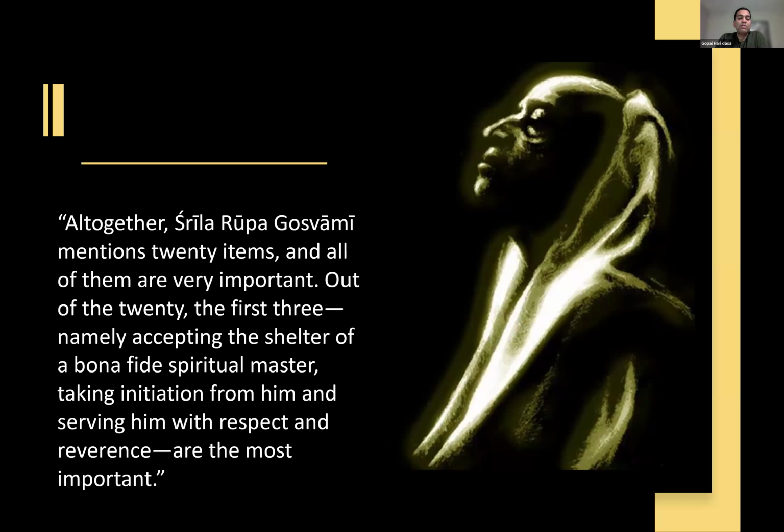Altogether, Srila Rupa Goswami mentions 20 items, and all of them are very important. Out of the 20 items, the first three, namely accepting the shelter of a bona fide spiritual master, number one, taking initiation from him, number two, and serving him with respect and reverence, are the most important. If you notice in our ISKCON society, these are the three things that we do. The same process Prabhupada has established.